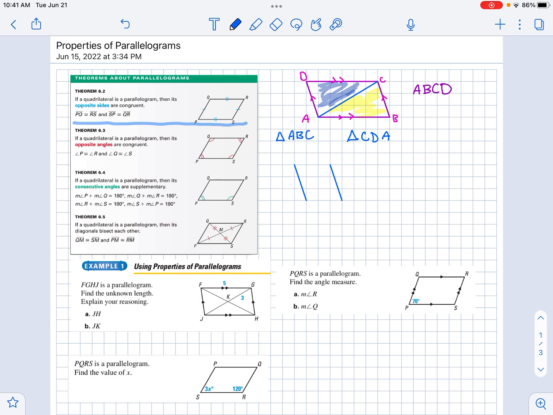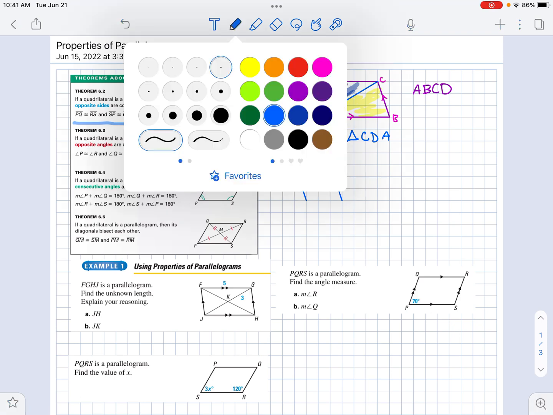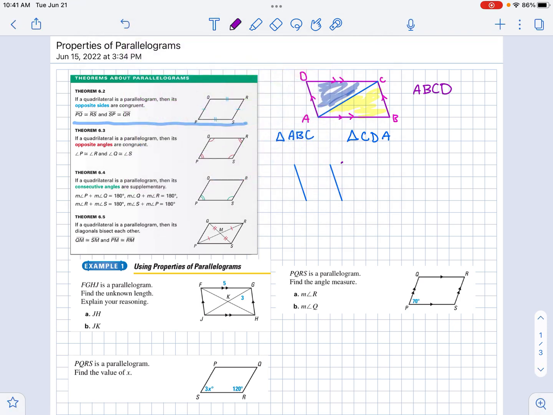Now, think about the diagonal. I'm just going to draw a diagonal through here. And there it goes. So that matches to that diagonal AC. Now, what we have here are two parallel lines, this one and this one, cut by a transversal. And that's really what we have up there with that parallelogram. And notice the alternate interior angles are going to be congruent. So this angle is congruent to this one.